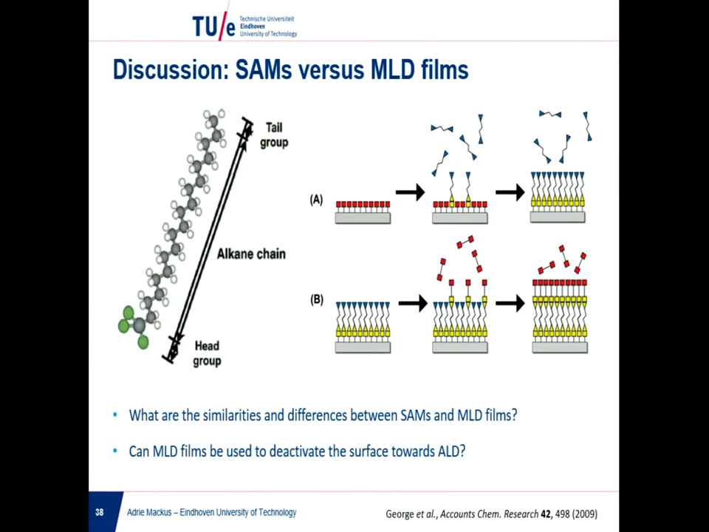You may have noticed that this looks a little bit similar to an MLD film. So maybe this is a good way of starting a discussion on this. The question is here, what are the similarities and differences between such a self-assembled monolayer monomer and what you can, for example, grow with MLD? And then the follow-up question is, can we use MLD films in a similar way to deactivate the ALD growth?